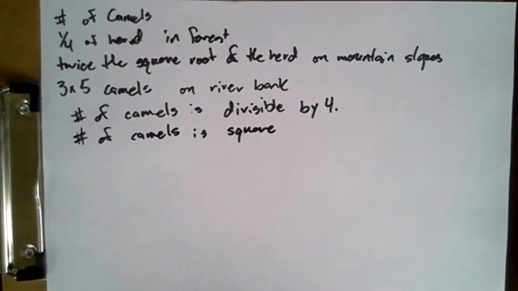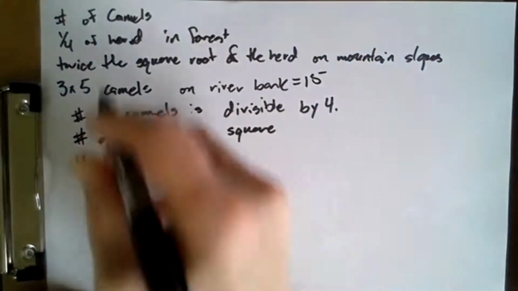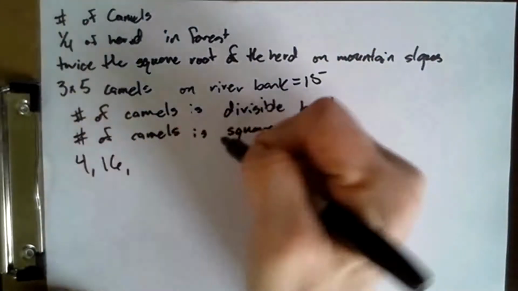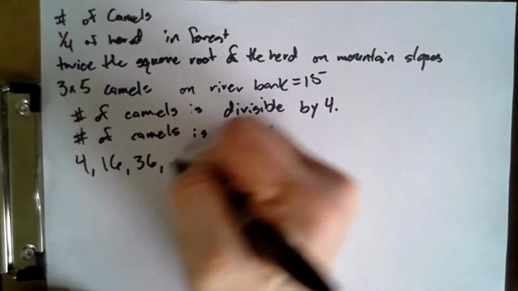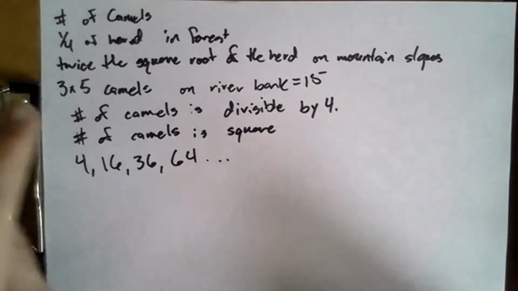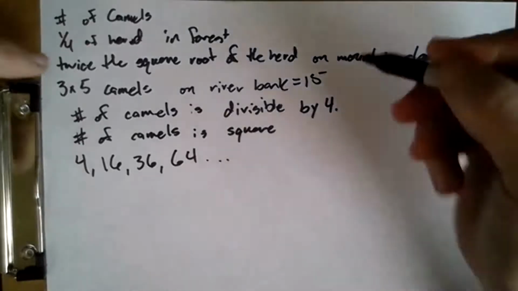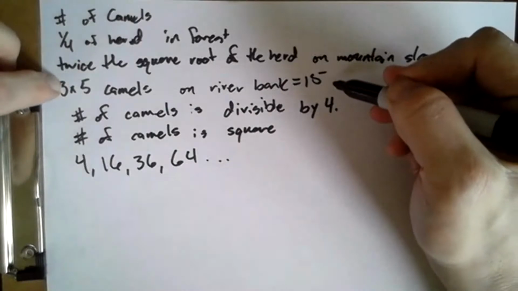So square numbers that are multiples of 4 are squares of even numbers. So we've got 4, we've got 16, we've got 36, we've got 64, and so on. Now, we can right off the bat say that there are more than 4 camels in this herd. We can say that because there are 3 times 5, which is 15 camels on the riverbank.